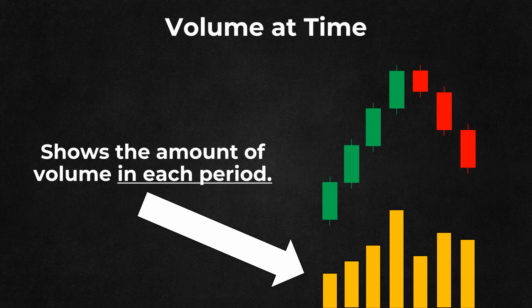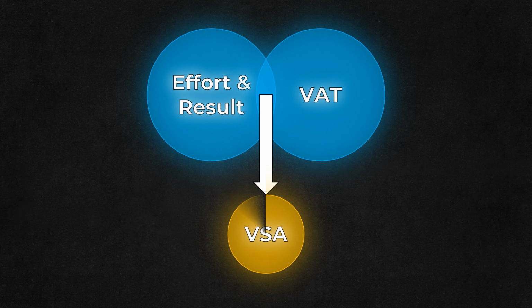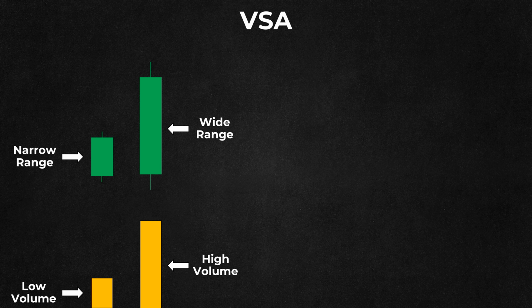When traders combine Wyckoff's law of effort and result with volume at time, they arrive at techniques such as volume spread analysis or VSA. Very briefly, VSA compares the range of a candle with the amount of volume traded during that candle. According to Wyckoff's principle, effort should produce a proportional result. In other words, high volume should generally produce wide price movement, and low volume should generally produce narrow price movement. When this relationship holds, we say there is harmony between effort and result.